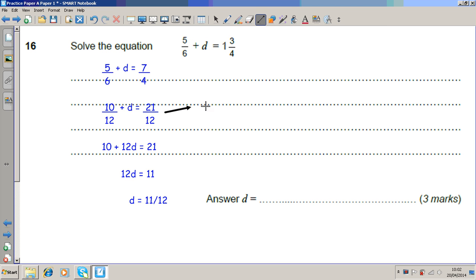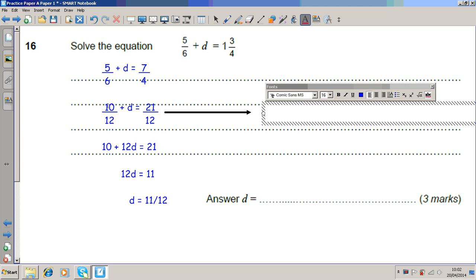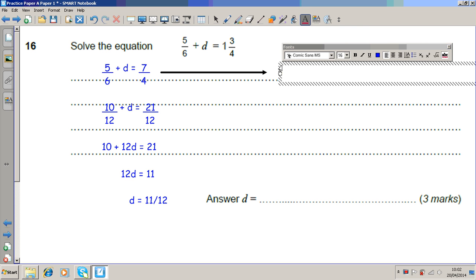We could have done from here, at that point there, is we could have then said that if I get rid of 10 over 12 on here, then I can take that onto the other side. Yeah, or even there, that might have been easier. So when I was here, I could have then said, well then d is equal to 7 over 4.